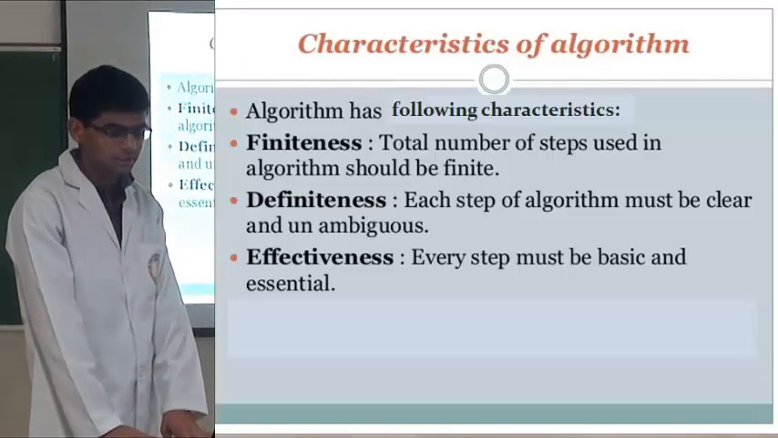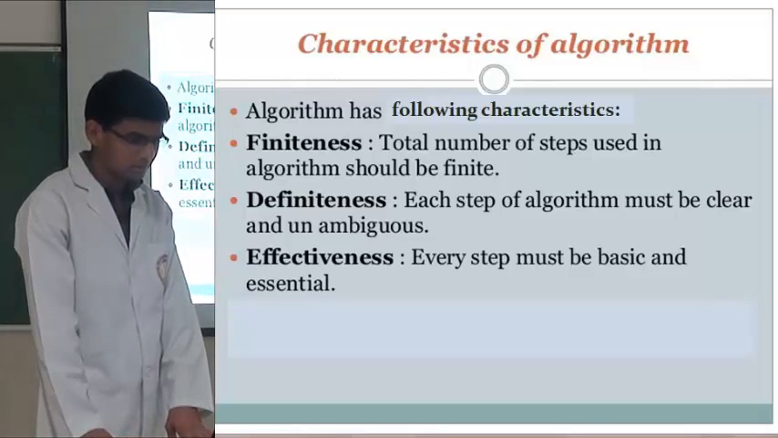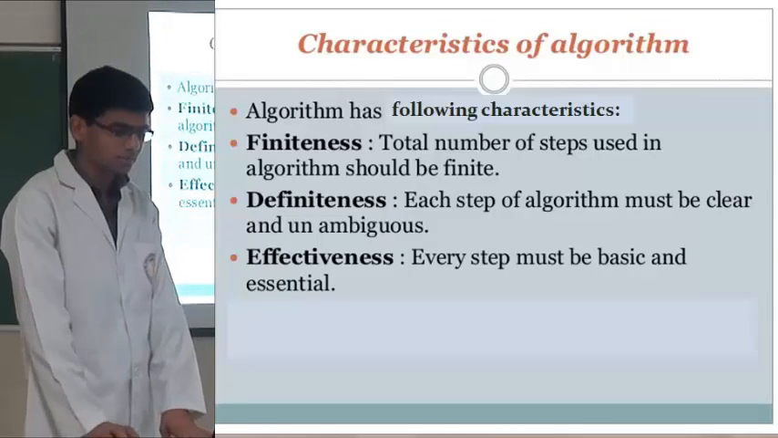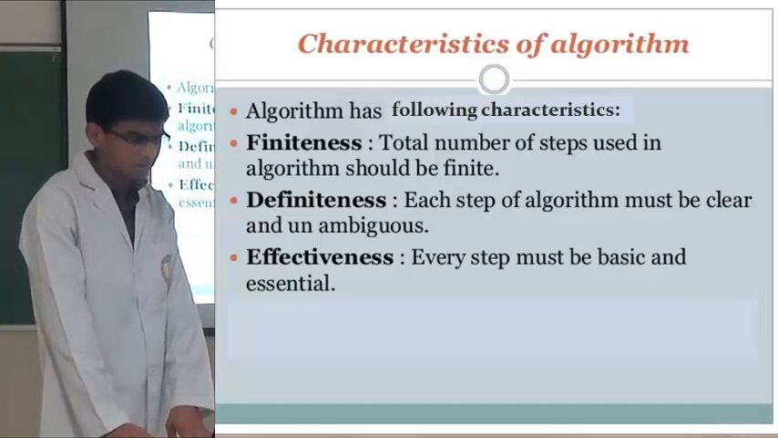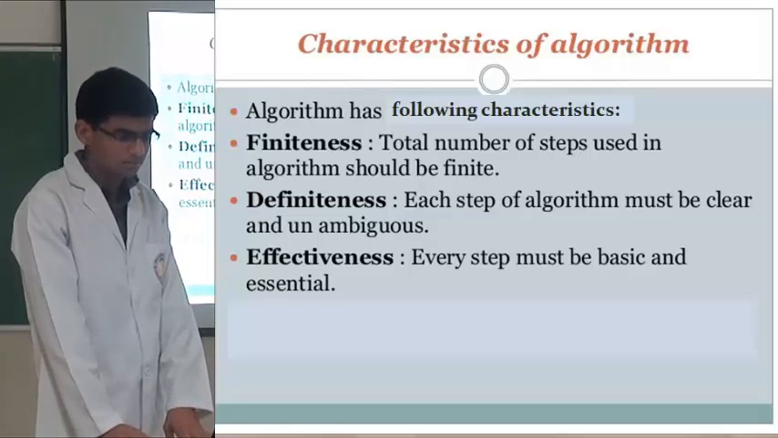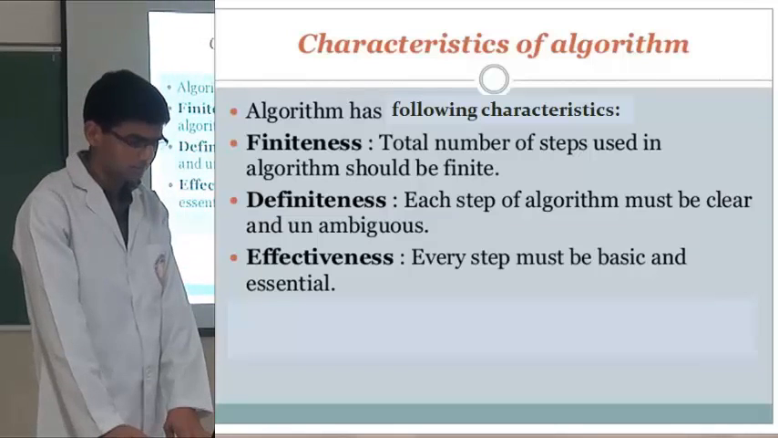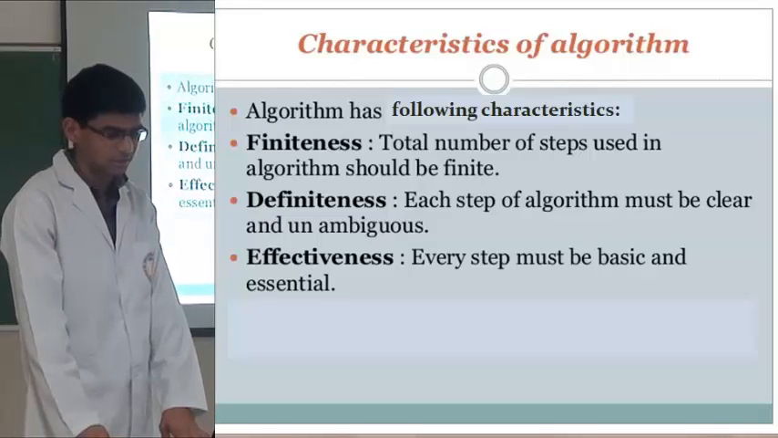And then what are the characteristics of the algorithm? Algorithm has the following characteristics. First is finiteness, that is, the total number of the steps used in the algorithm should be finite. Second is the definiteness, that is, each step of the algorithm must be clear and unambiguous. Third is the effectiveness, that is, every step must be basic and essential.